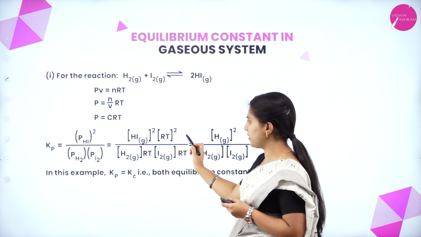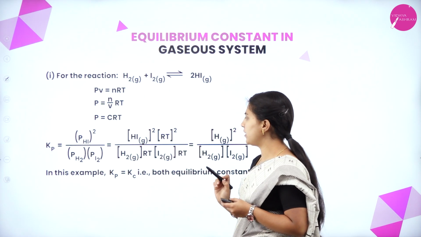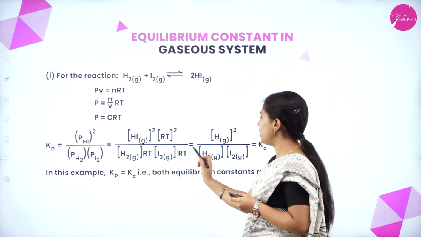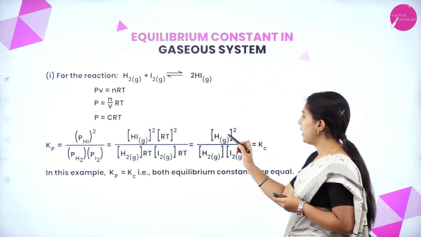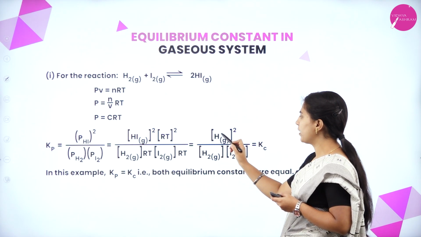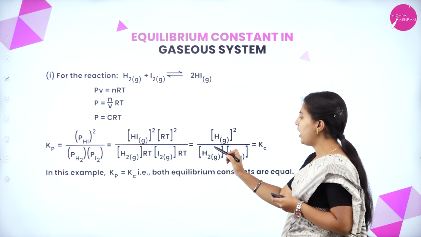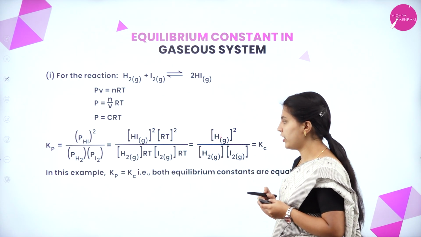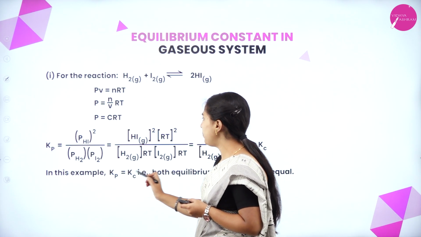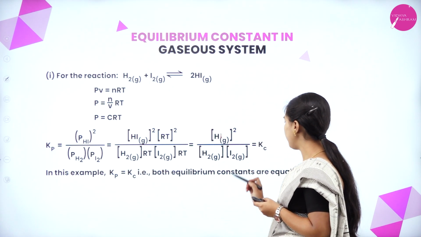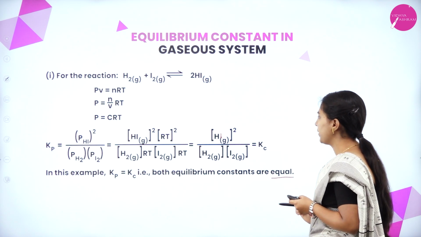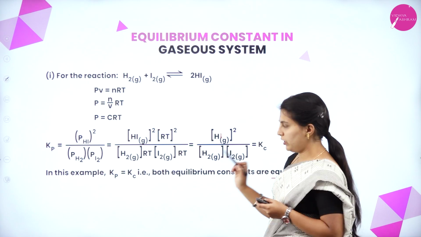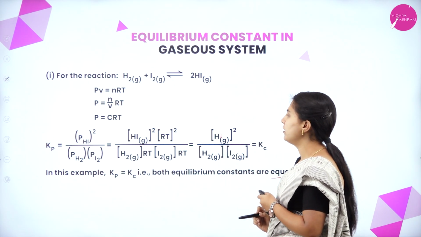This RT you are representing, and this 2 also you are representing here. And the individual H2 into RT, I2 into RT. So what will happen? HI squared divided by H2 into I2 will form Kc with different concentrations. In this example, Kp equals Kc, that is, both equilibrium constants are equal. See here, both are 2 and 2. It is showing Kp equal to Kc.